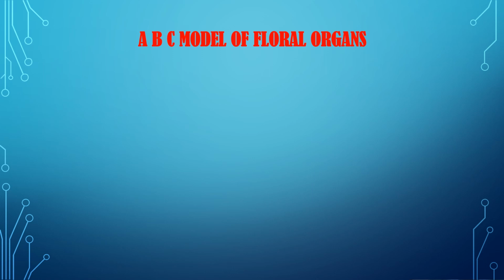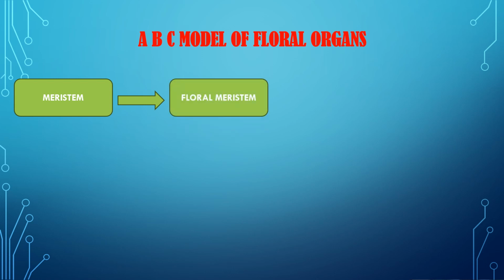Now let us study the ABC model of floral organs in relation to the plant Arabidopsis thaliana. The first thing that we need to know is the meristem. The meristem is a part of a plant which grows and develops, and the meristem develops into a floral meristem, and the ultimate product is the flower.